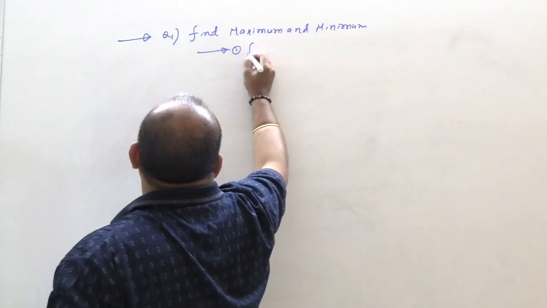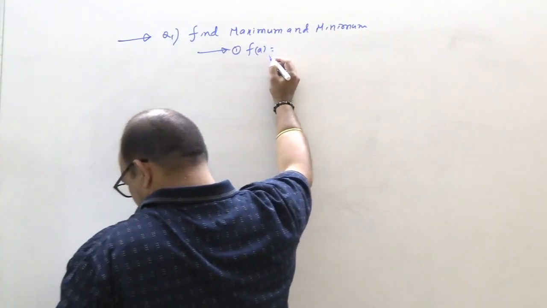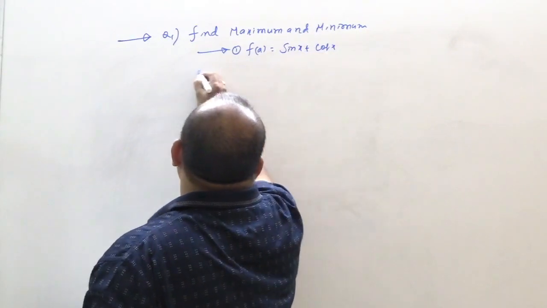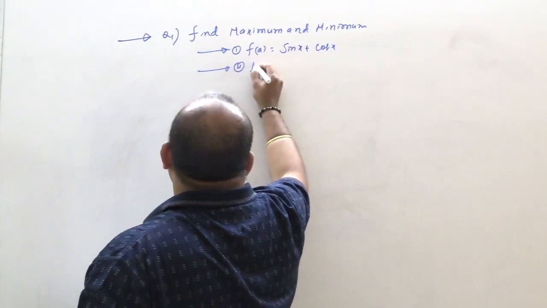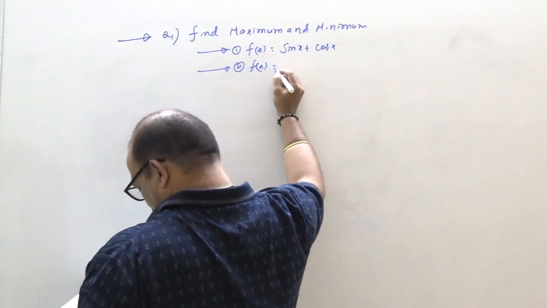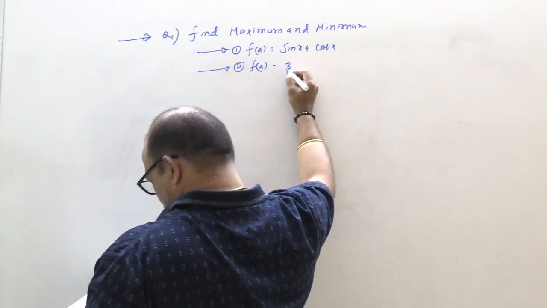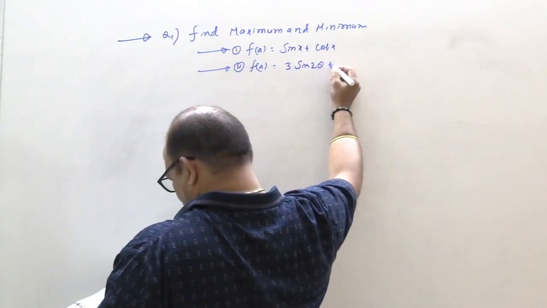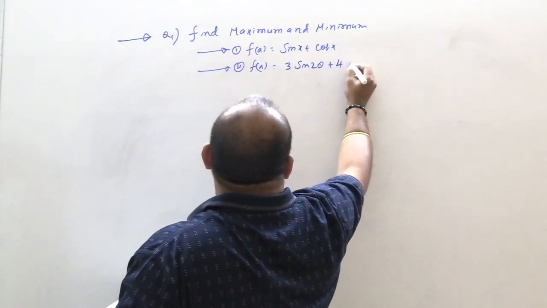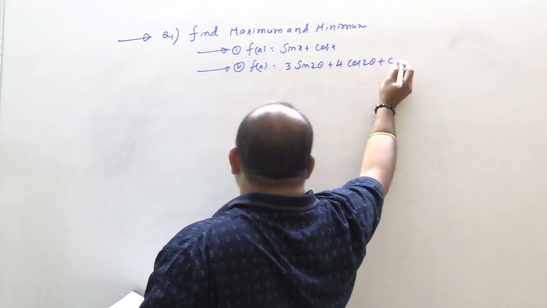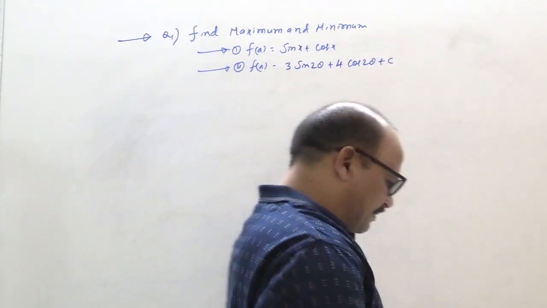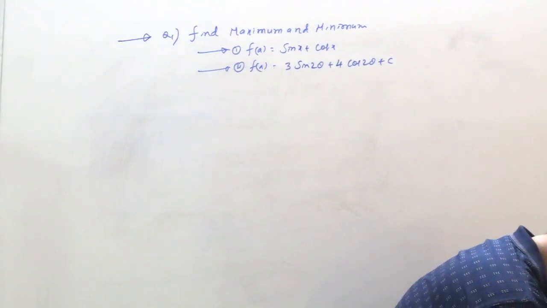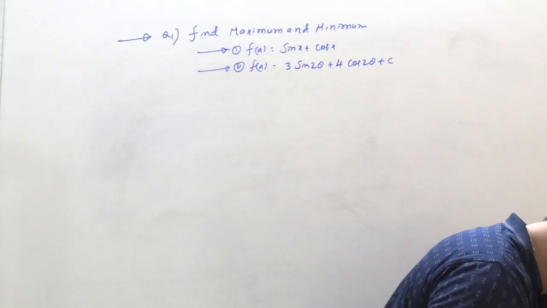Number 1, function f of x is equal to sin x plus cos x. Second problem, f of x is equal to 3 sin 2 theta plus 4 cos 2 theta plus c. What is the maximum value, minimum value? That means extreme values, students, extreme values.